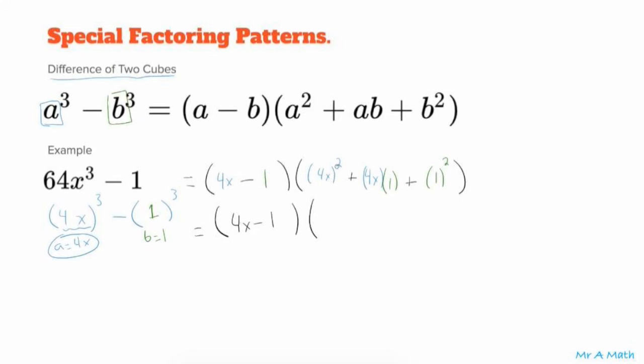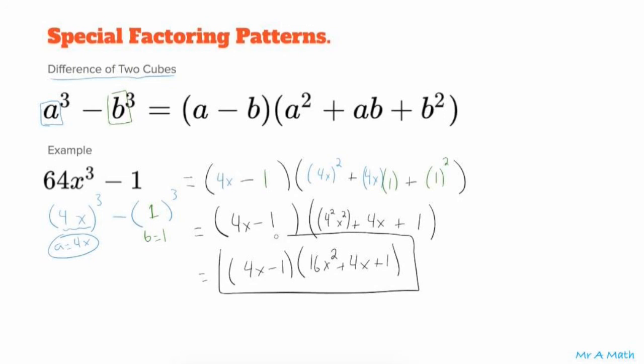But here we have 4x, which is being raised to the second power. So that means this is going to become 4 to the second power, x to the second power, plus 4x times 1. Anything times 1 is just itself, so 4x, plus 1 squared, which is 1 times 1, which is 1. Okay, so now last step here, we have 4 squared, which is 16, x squared, which is x squared, plus 4x plus 1. And since this can't be simplified any further, this is going to be my final answer.